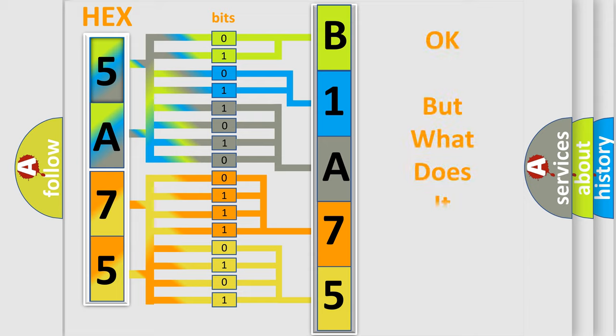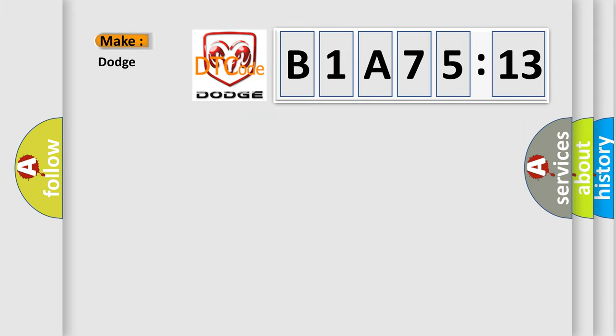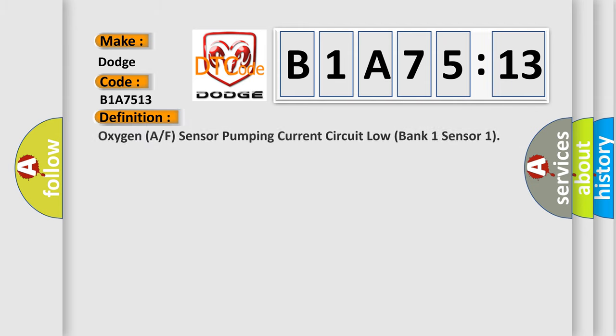The number itself does not make sense to us if we cannot assign information to what it actually expresses. So, what does the diagnostic trouble code B1A75-13 interpret specifically for Dodge car manufacturers? The basic definition is oxygen A/F sensor pumping current circuit low, bank 1 sensor 1. And now this is a short description of this DTC code.